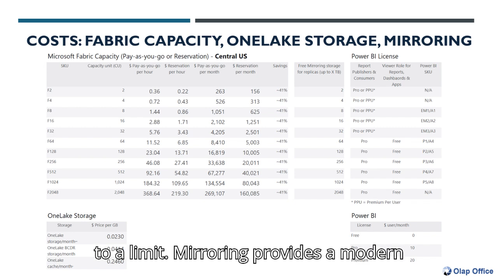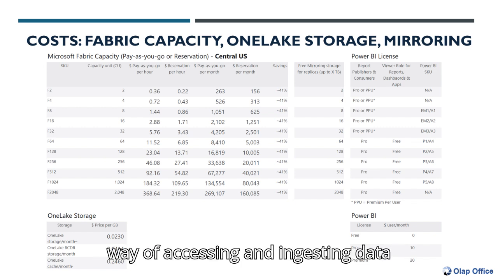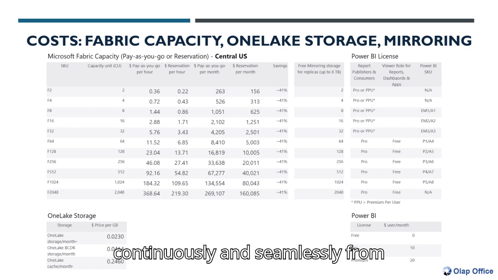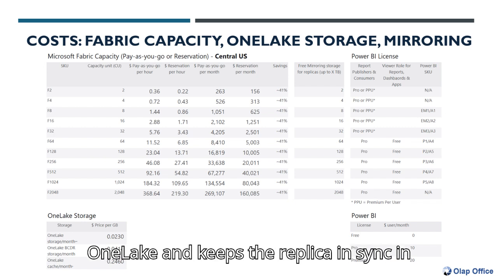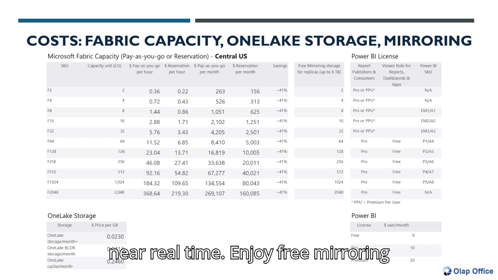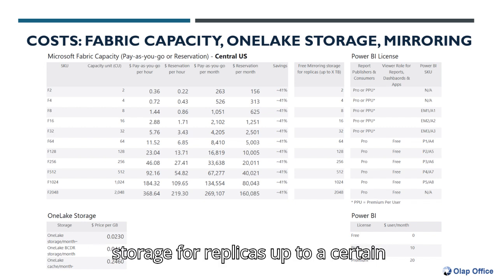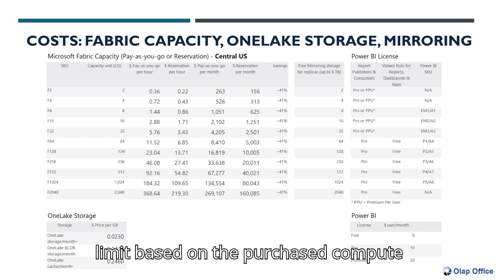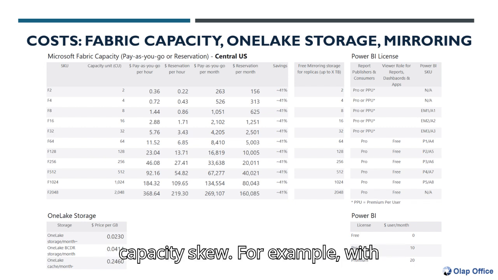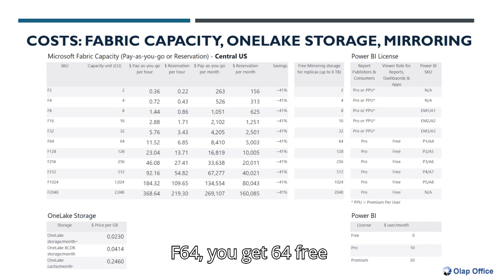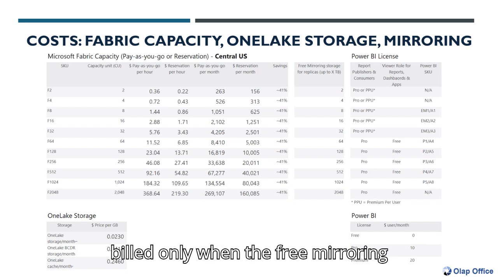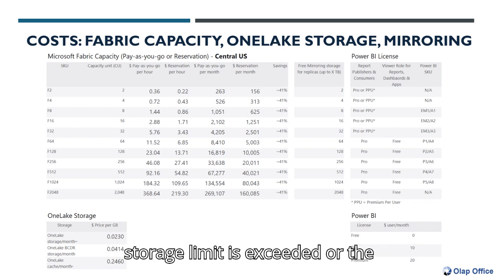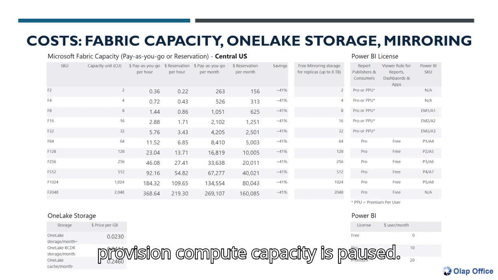Mirroring is free to a limit. Mirroring provides a modern way of accessing and ingesting data continuously and seamlessly from databases or data warehouses. It replicates a snapshot of the database to OneLake and keeps the replica in sync in near real time. Enjoy free mirroring storage for replicas up to a certain limit based on the purchased compute capacity SKU. For example, with F64, you get 64 free terabytes of storage. OneLake storage is billed only when the free mirroring storage limit is exceeded or the provisioned compute capacity is paused.